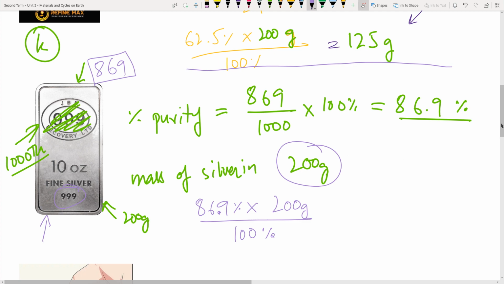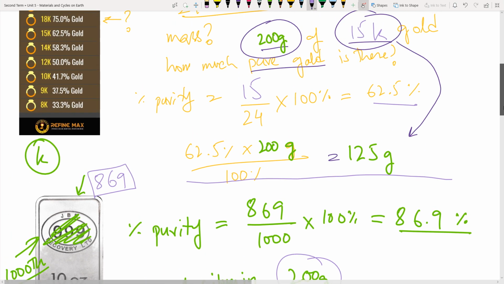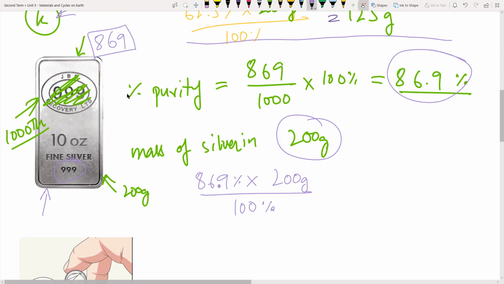Once you get the percentage purity, you can repeat this step. Just like the one we did for the gold, it is the same, except the percentage purity calculation for gold and silver are different. For gold, we use a carat scale, and for silver, we use the three-digit stamping scale. Let me just pull out my calculator. We can easily calculate this by multiplying these numbers. So it's 86.9 multiplied by 200, divided by 100. So that is going to be 173.8 grams.